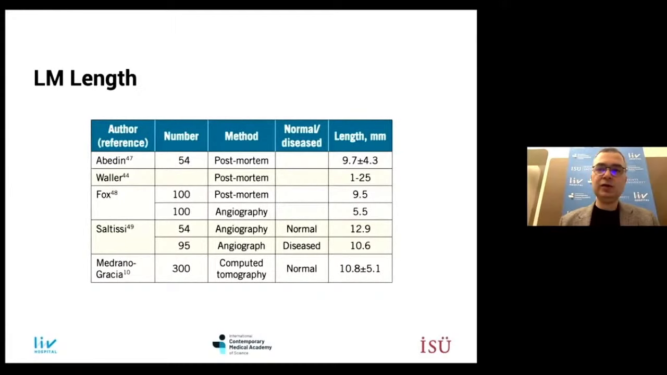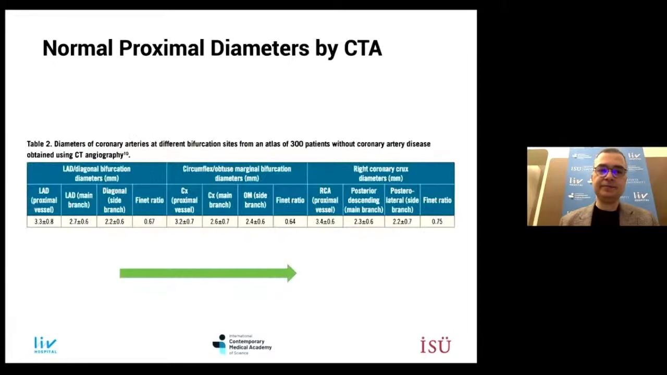We also have data from the left main as a length. And we know that the length is approximately 10 millimeters in the left main in healthy subjects, which is also confirmed by a CT scan. So the normal proximal diameters, as I've shown you before, we have many numbers here in this diagram, and this one shows the LAD proximal, which is 3.3, as I've shown you before. And the circumflex proximal artery has a diameter of 3.2, and the RCA in healthy subjects is around 3.4 millimeters.